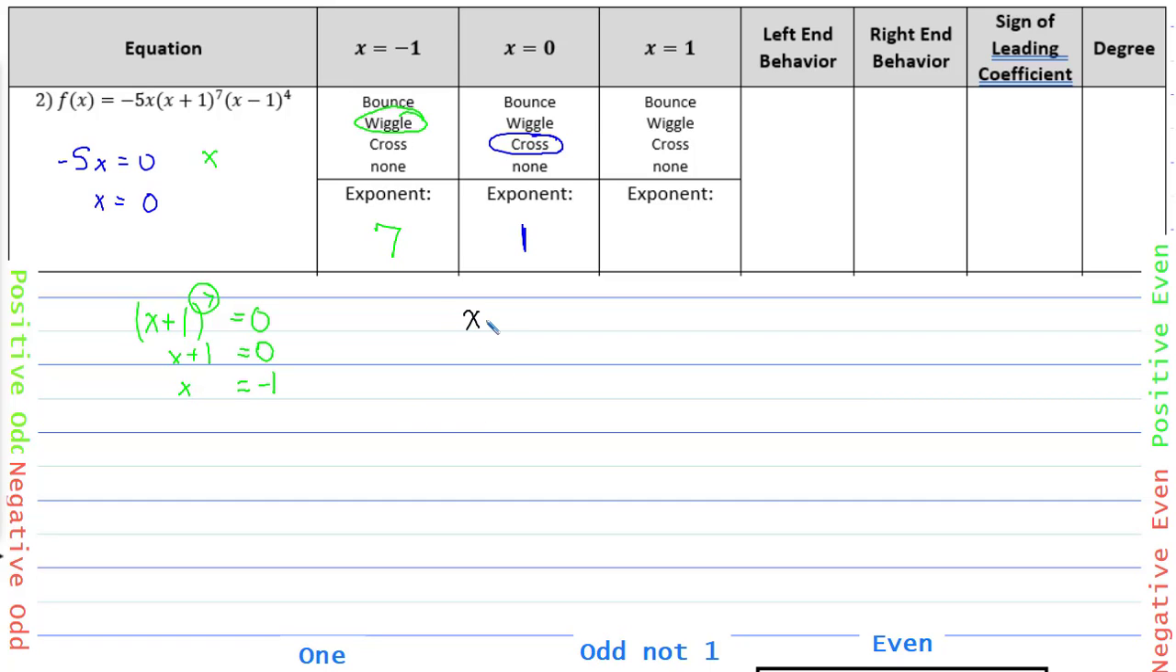And our last one is (x minus 1), all raised to the 4th power, equals 0. x minus 1, when we do the 4th root of that, is equal to 0. We add 1 to both sides. And so the exponent there is 4. It is even, so it's a bounce.